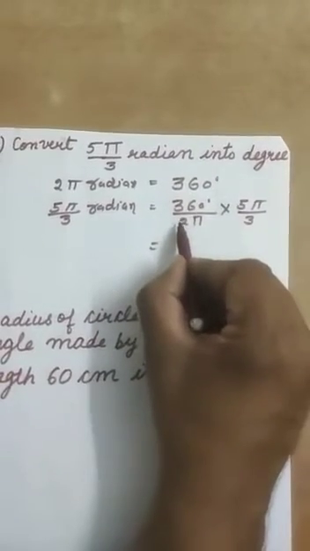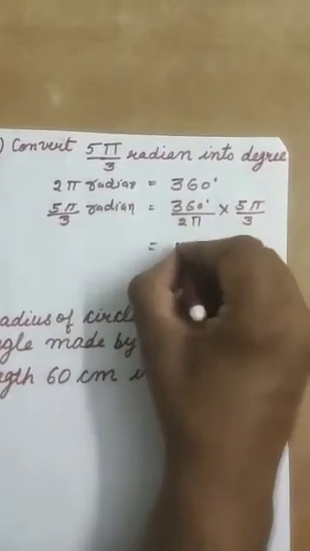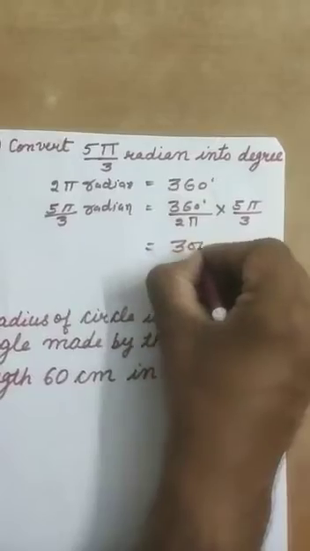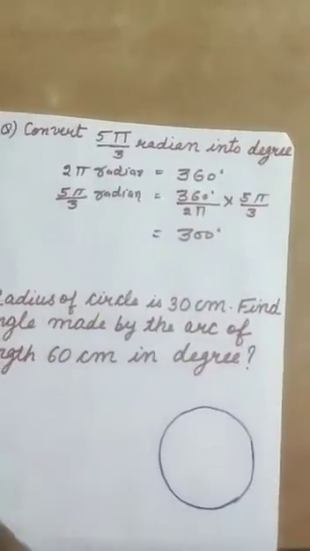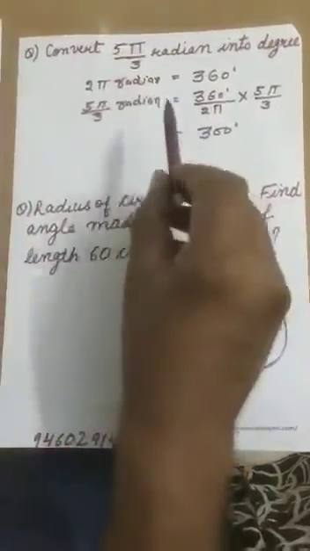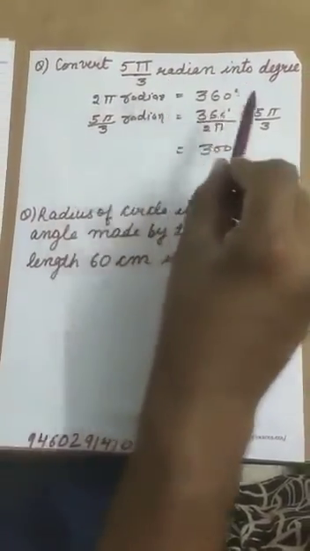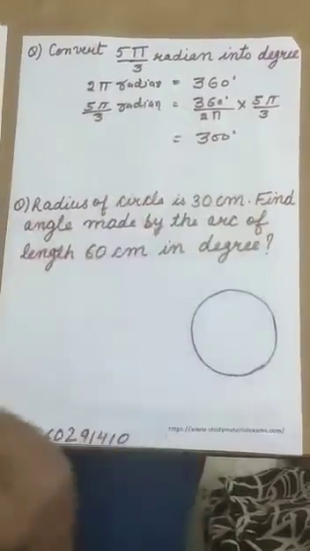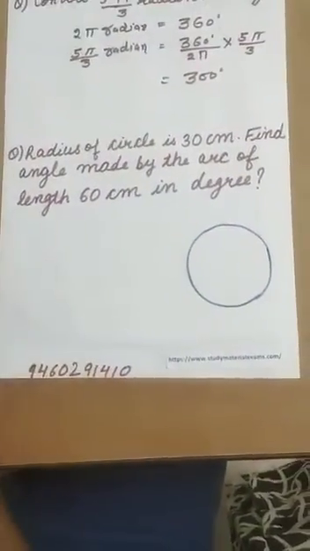3 2s are 6, 60 into 5, 300. So we have converted 5 pi by 3 radian into degree. It is very easy. In this way we can convert radian into degree and degree into radian. Now I take one more question.